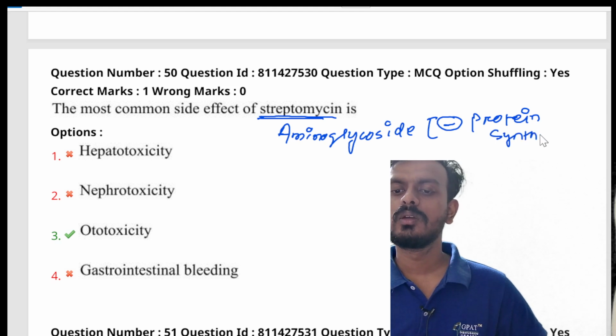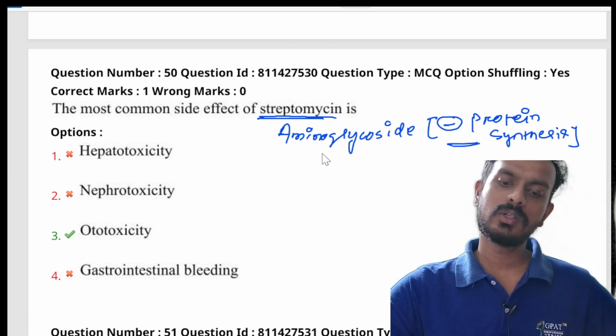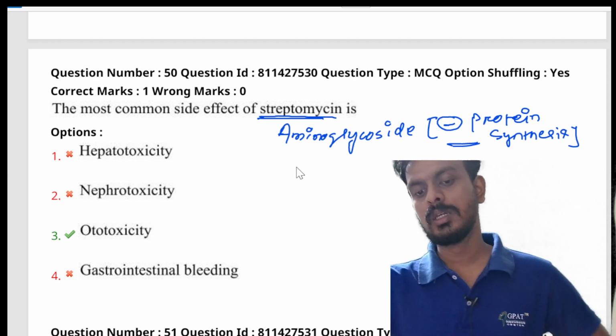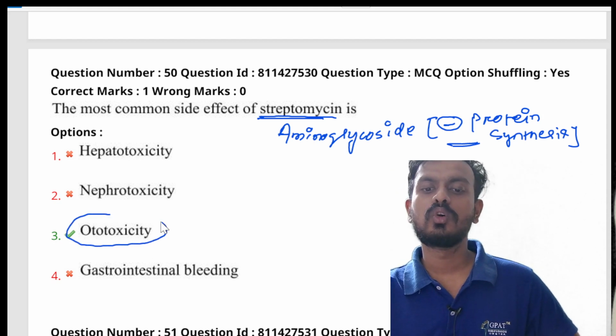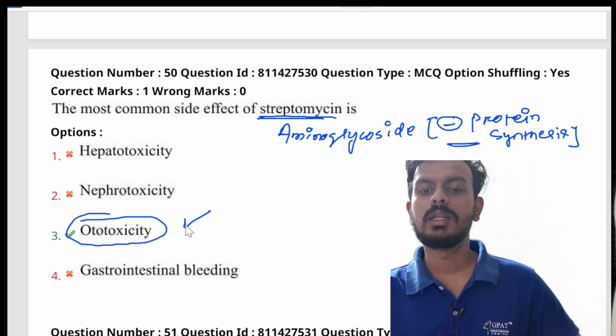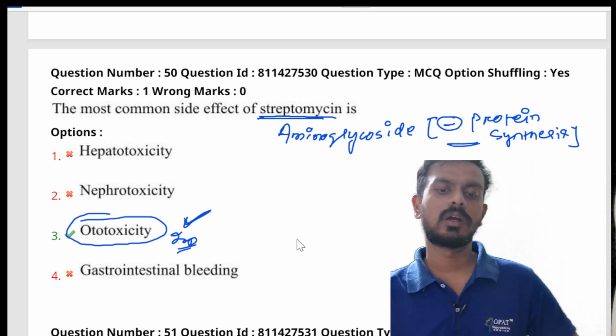So this aminoglycoside acts by inhibiting protein synthesis. Remember, the major toxicity shown by this aminoglycoside class of antibiotic is ototoxicity. Okay, it basically damages the hearing process. So the third option is the correct answer.